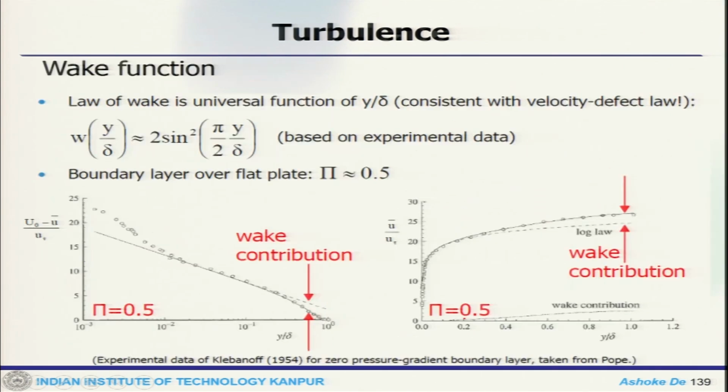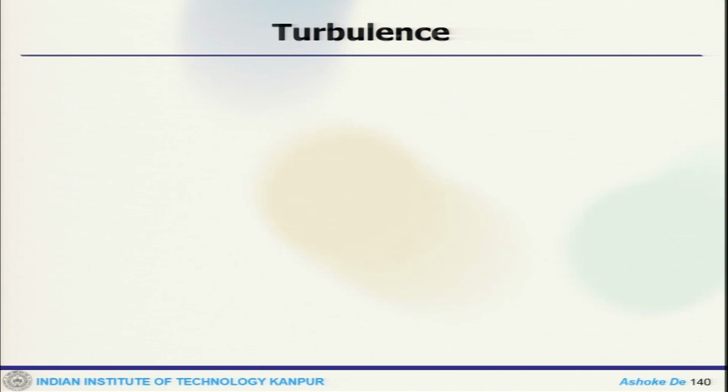Now, we can find out the wake function. So, the law of the wake is a universal function of y by delta, which is consistent with the velocity defect law, and w of y by delta would be. So, this is what, for 5.5, you can see the wake contribution here. This is our velocity defect versus y by delta, and this is pi equals 0.5. Now, we can define the wake strength parameter.